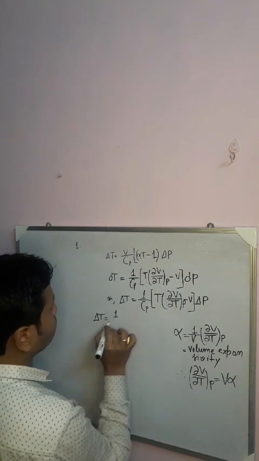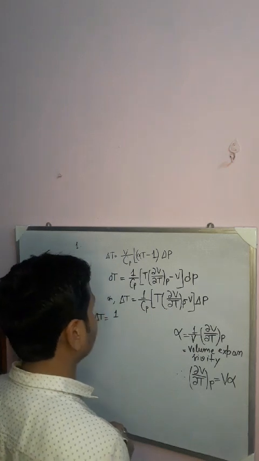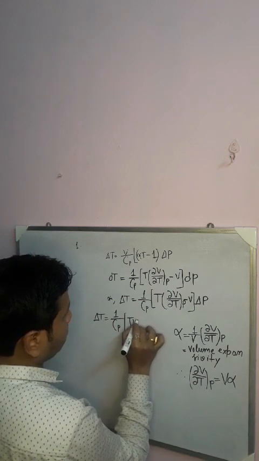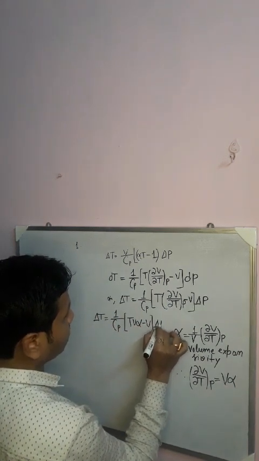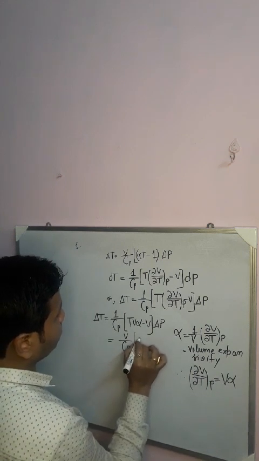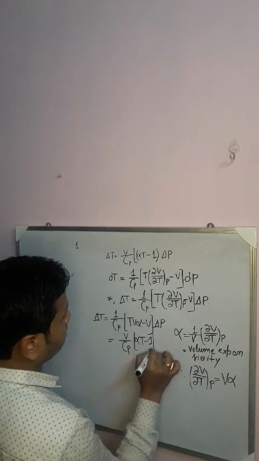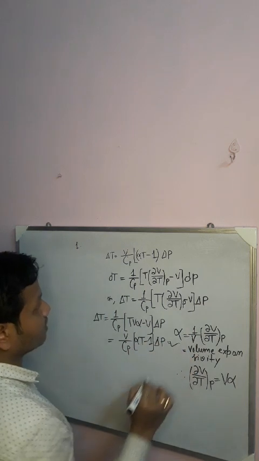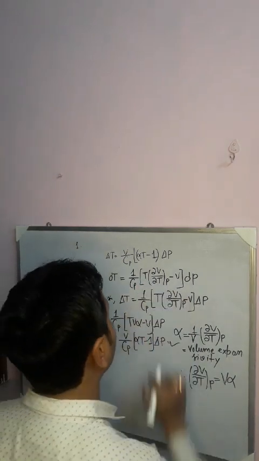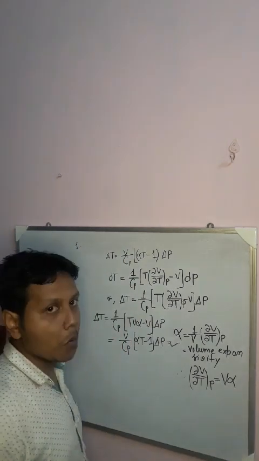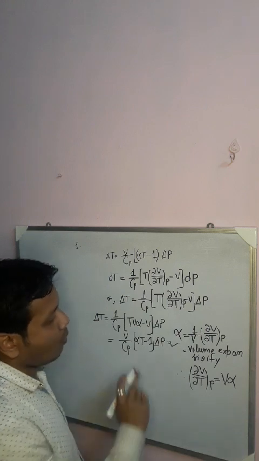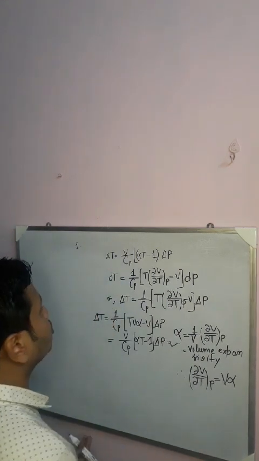Del T is equal to, kindly ignore the noise which is coming from outside, 1 by Cp, T V alpha minus V, into del P. If we take V common, this will be V by Cp, alpha T minus 1, into del P. So this is the required relation. This is a simple, interesting problem. We have to replace this term by alpha. Okay. So this is our first numerical. It's simple and interesting.